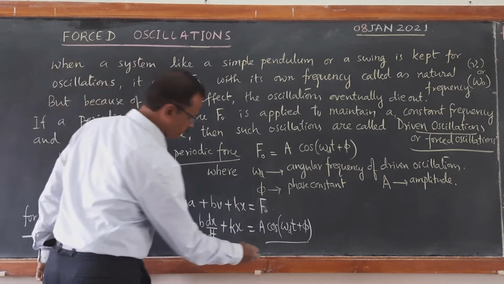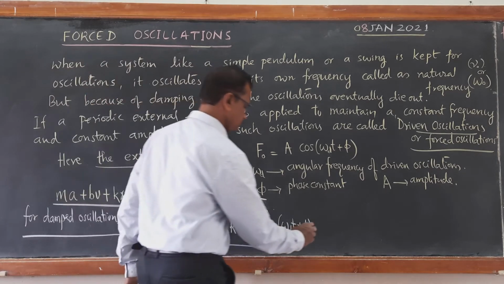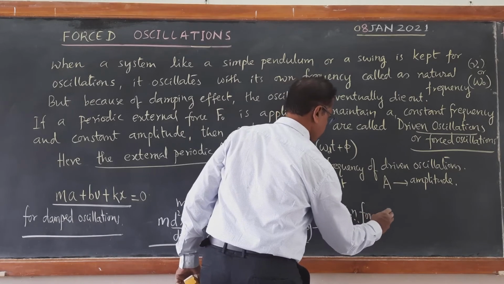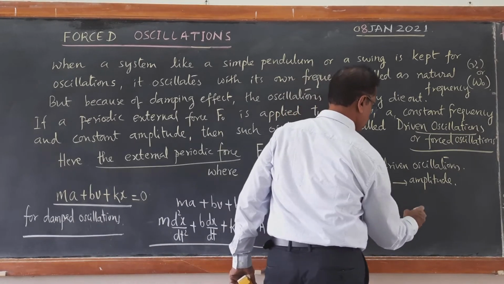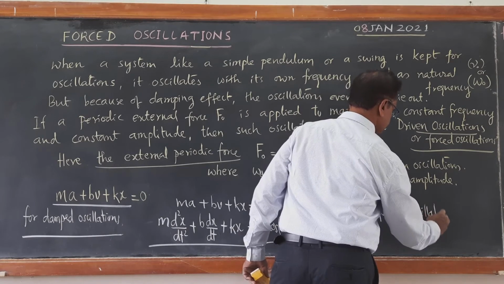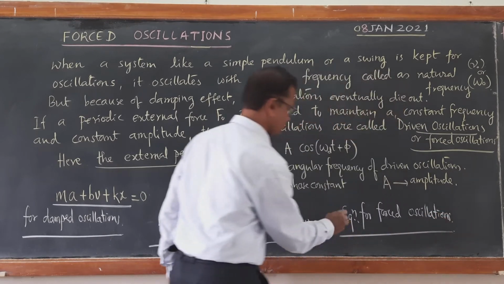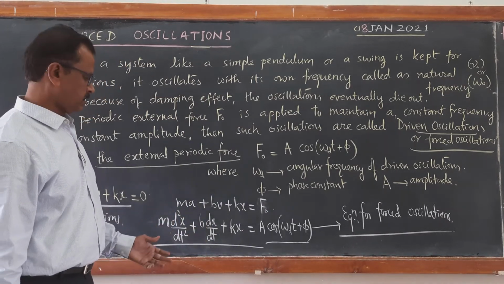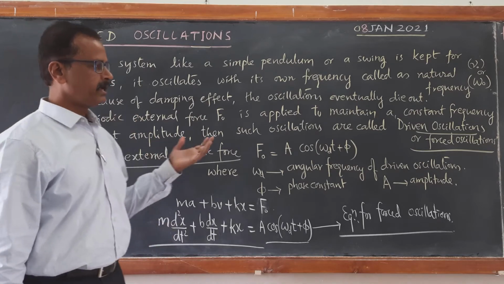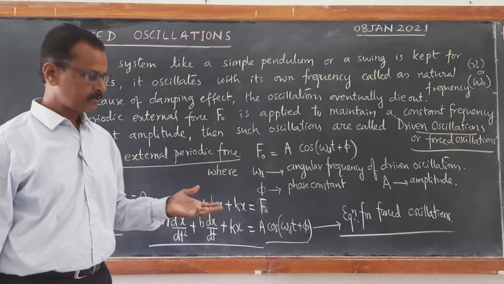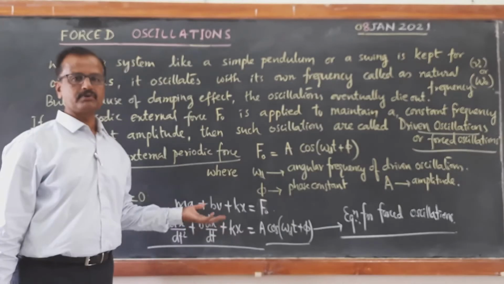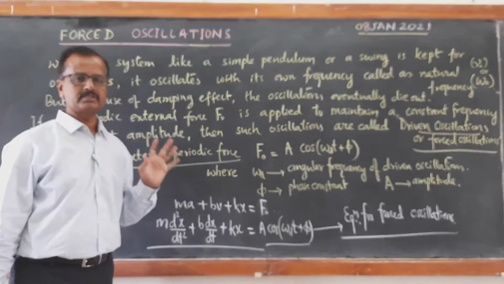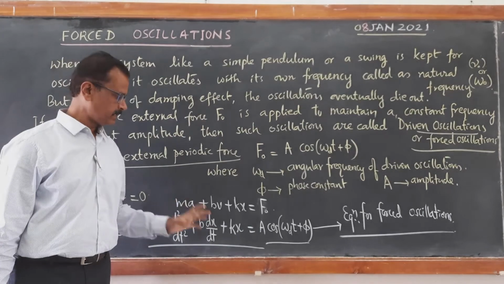So this becomes the equation for driven oscillations. This is the equation of forced oscillations. Equation for forced oscillations or driven oscillations. Now we can write out what is the solution for this. As we had a solution earlier, it was an exponentially decreasing amplitude. Now we will not have that exponentially decreasing amplitude. Amplitude is going to be constant because we are using the external periodic force. Okay, and then we will get the solution.